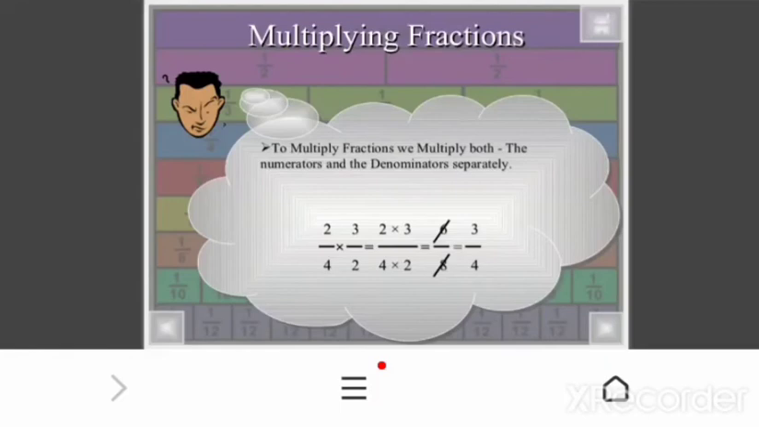2 upon 4 into 3 upon 2 is equal to, draw a big line. Now multiply the numerators, 2 into 3, and the denominators, 4 into 2, and I get 6 upon 8. Now convert into the lowest term, children, and we get the answer as 3 upon 4. This is the product of 2 upon 4 and 3 upon 2.